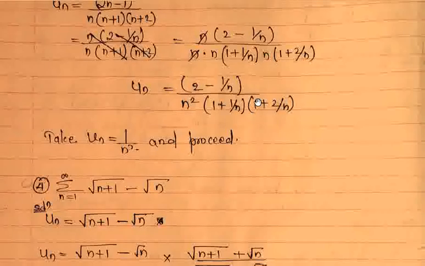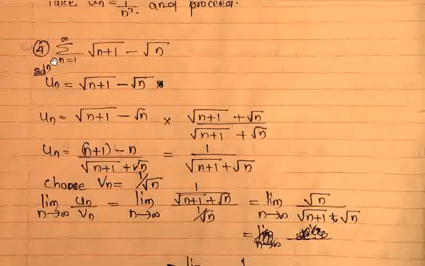Okay, that is the same as the previous question. Okay, now question 4. Sum from 1 to infinity of root of n plus 1 minus root of n. So the un is going to be this term here.